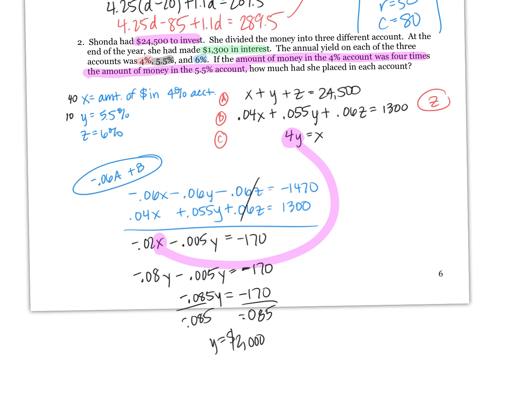How could I go figure out my next one? She says if my Y is 2,000, go plug it right back in there. 2,000 times 4, you guys? 8,000 in my 4% account.